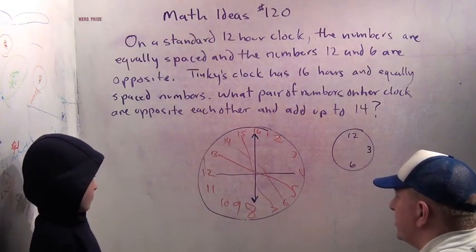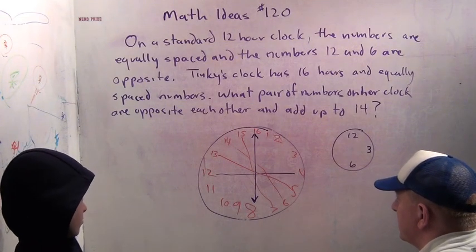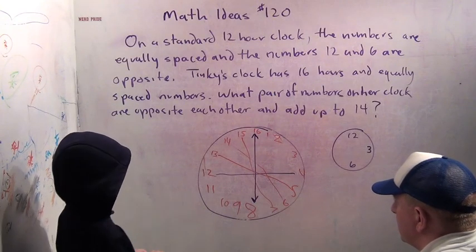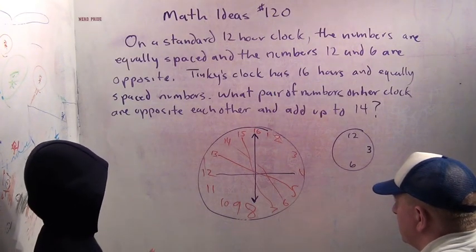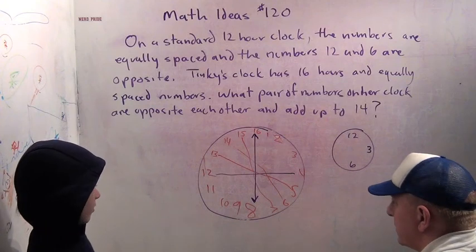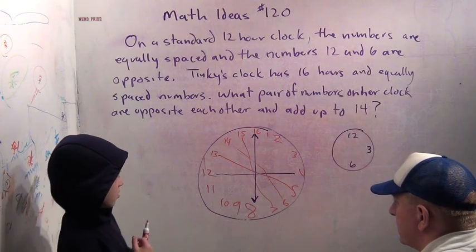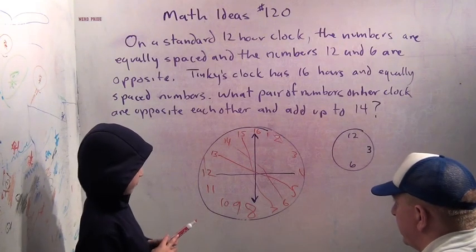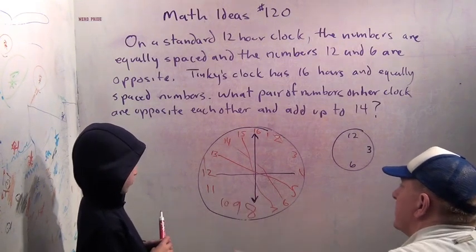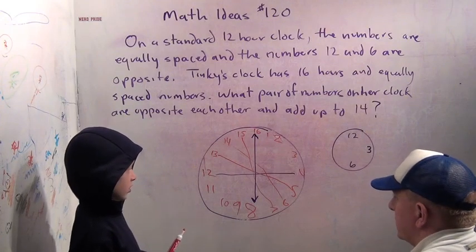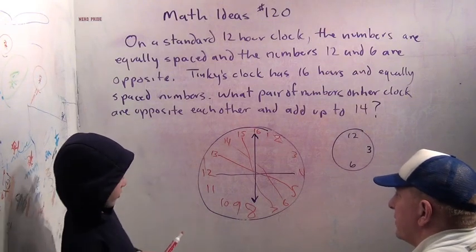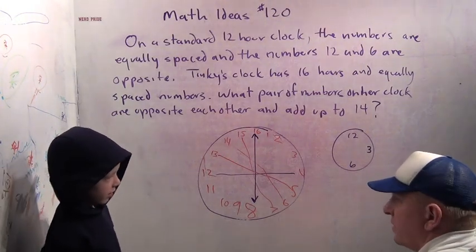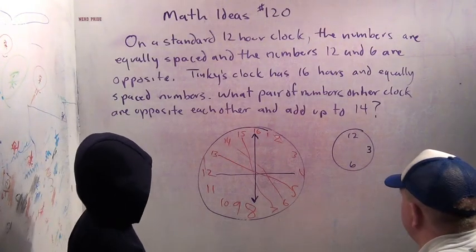All right, so what numbers do you want to check next? 11 and 4. Those add up to 15, but are they opposite each other? What's opposite of 12, do you think? 4. Okay, 12 plus 4 is 16. All right, so 12 and 4 are opposite.